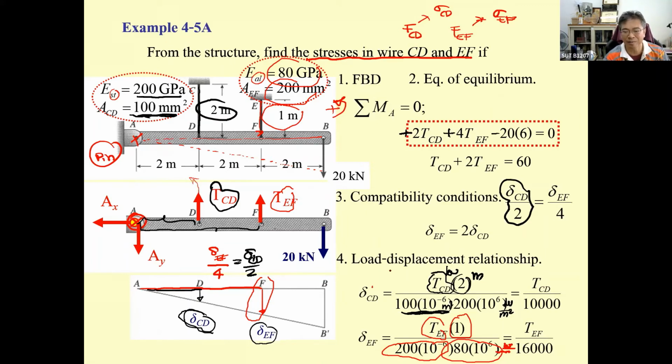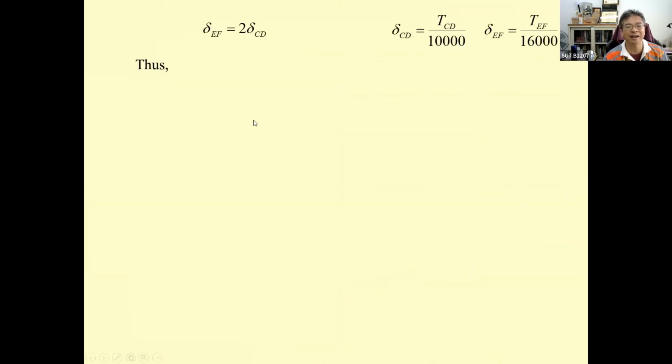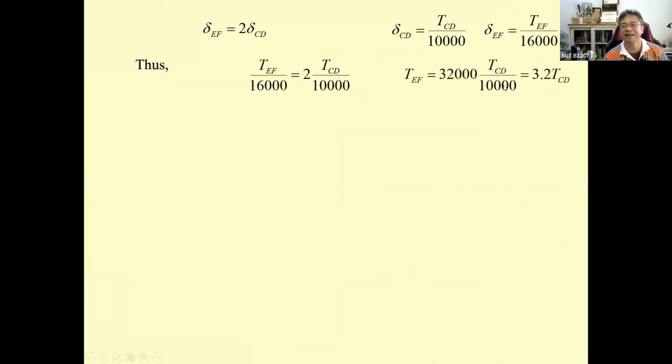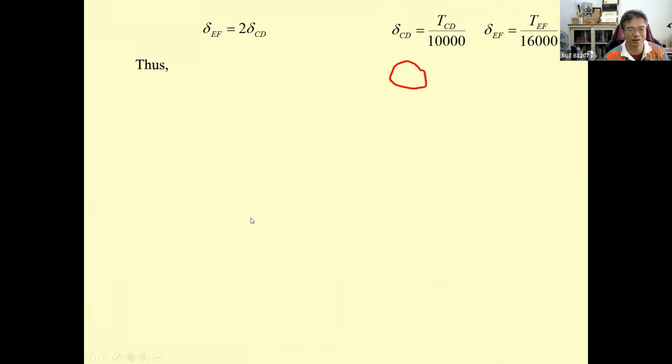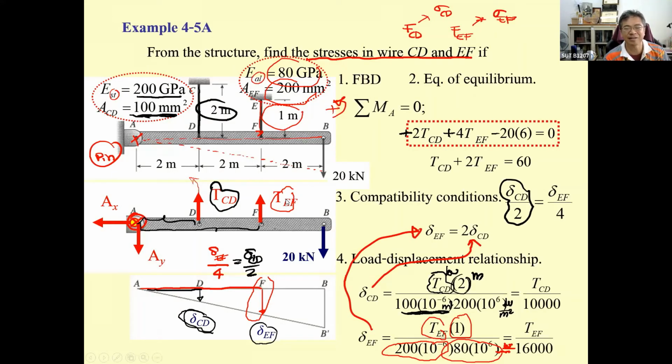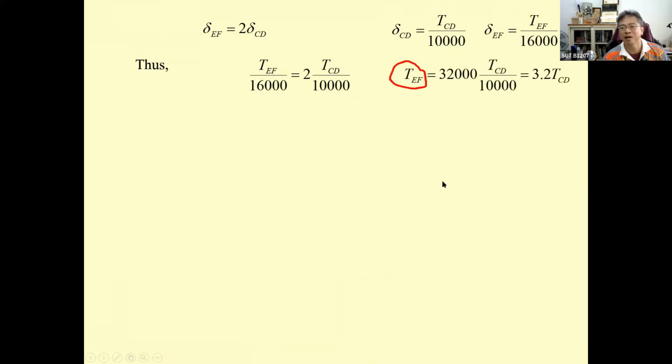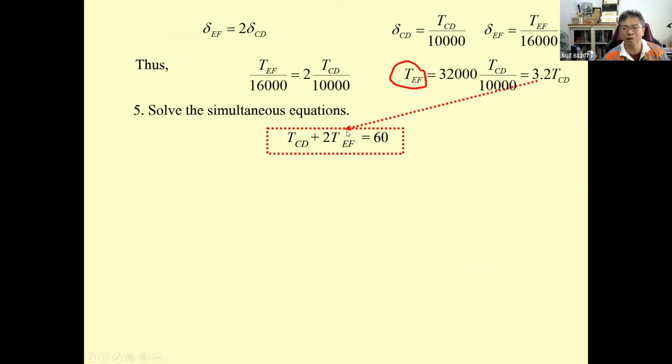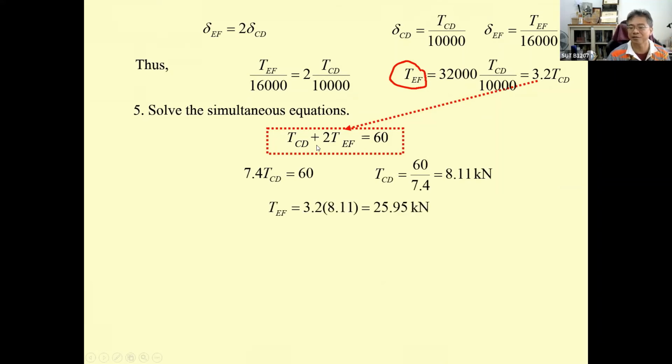You put this one back into this equation, and then rearrange it. You just get T sub EF, which is going to be 3.2 times T sub CD. Just plug this back into the equation of equilibrium, rearrange it, and you get T sub CD and T sub EF. Check whether it's 3.2 times or not. If it's correct, it's going to be 3.2 times.